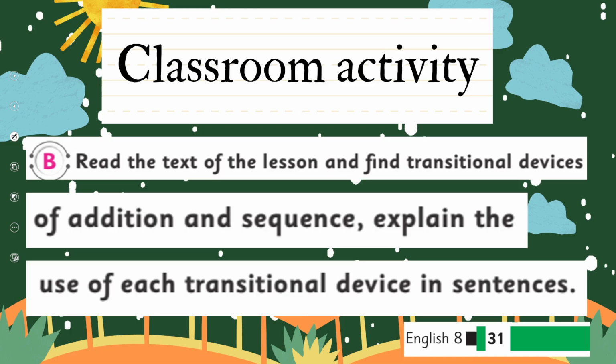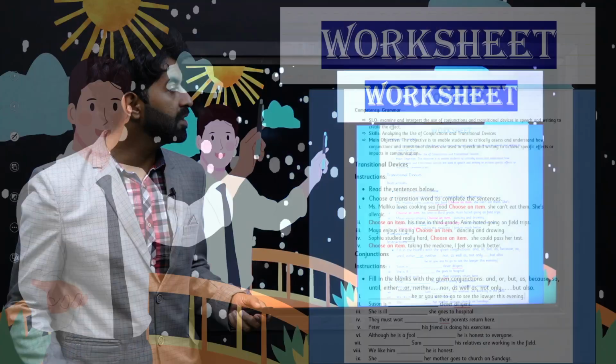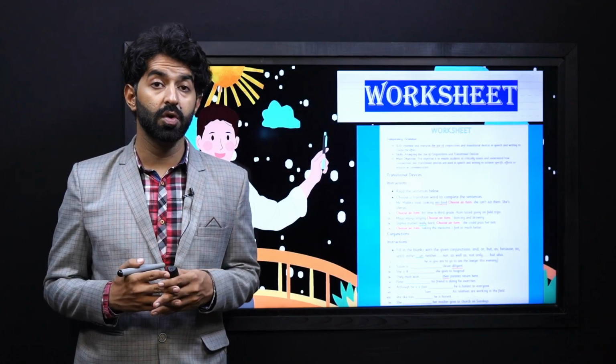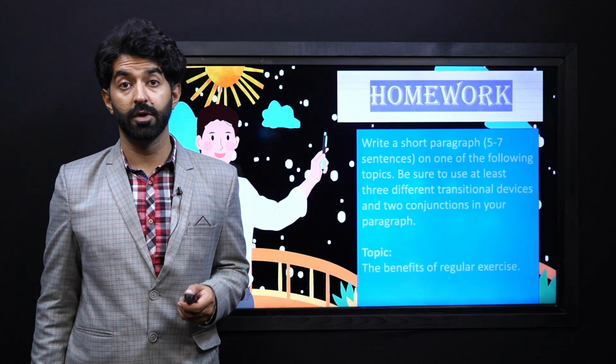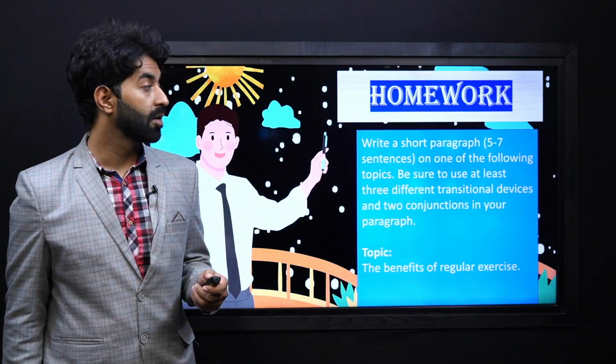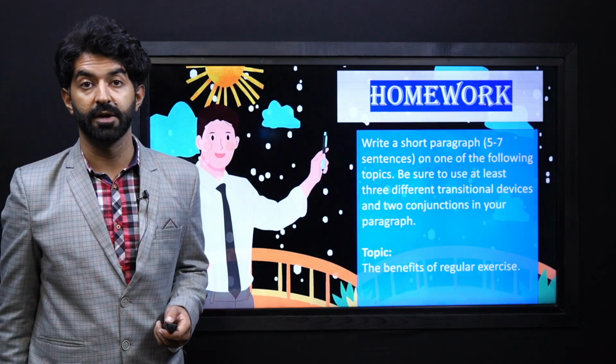This is your classroom activity in which you have to read the text of the lesson and find the transitional devices. Now, let's talk about the worksheet over here. It is used to put your learned concepts into practice. This will be handed over to you by your teacher or instructor for practice. For your homework, you have to write a short paragraph of 5 to 7 sentences on one of the following topics. Be sure to use at least 3 different transitional devices and 2 conjunctions in your paragraph. The topic is the benefits of regular exercise.